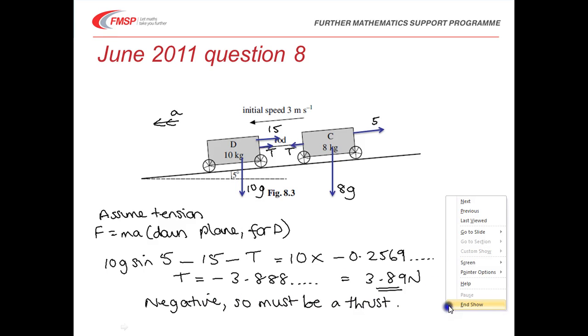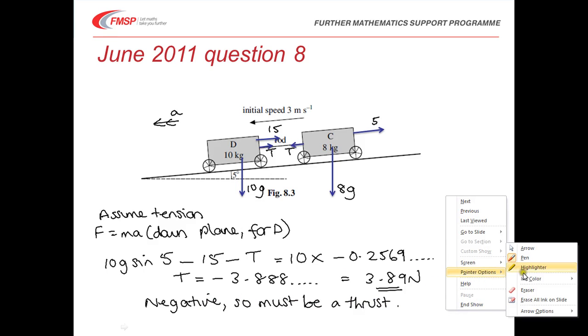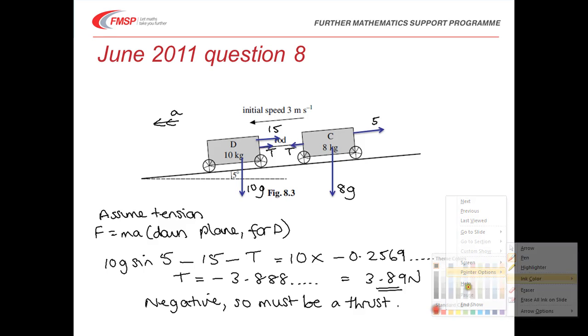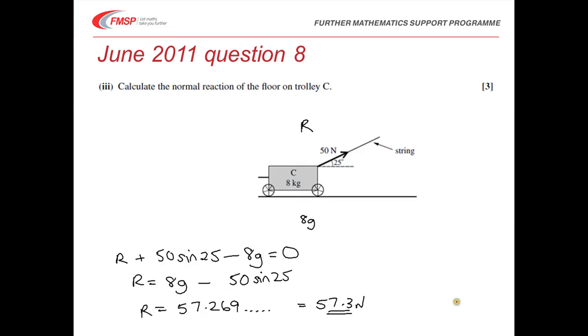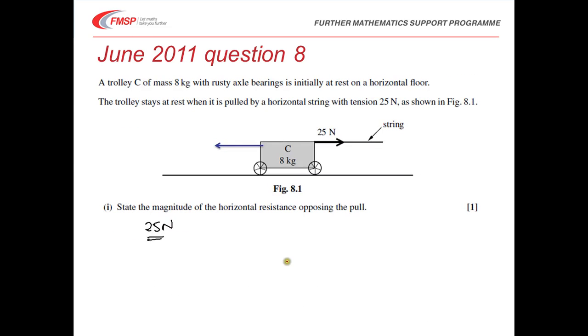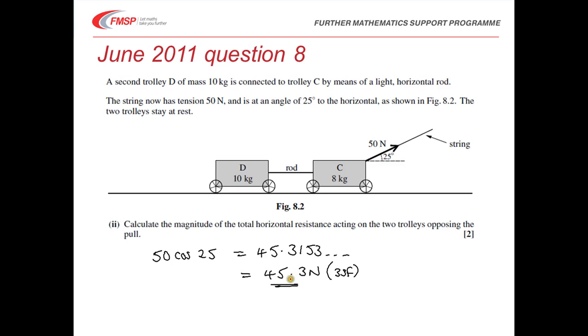It's quite a long question from the second section of the paper. Let's go through and see if we can annotate where the marks would be allocated. So we'll go all the way back to where we did part 1. Stating the magnitude of the horizontal force, that's just a B mark for correctly stating 25. Moving on to the next part, you get a method mark for resolving the 50 Newton force and an accuracy mark for getting that correct.